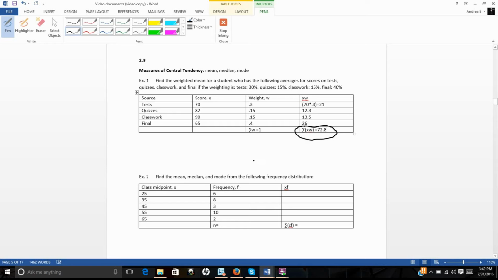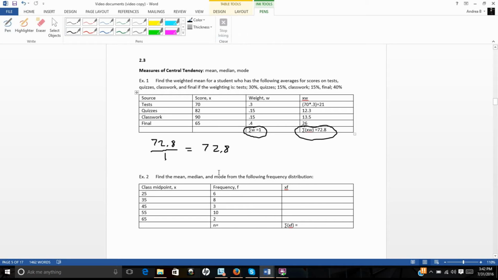That's 72.8. And then we divide that by the sum of your weights. In this case, the summation of your W column there was 1. So in this particular case, it just stays the same. So then you get 72.8 as your final answer for your weighted mean. In other words, this student would have ended up with a 72.8% for their overall score there. So that would be in terms of finding a weighted mean.